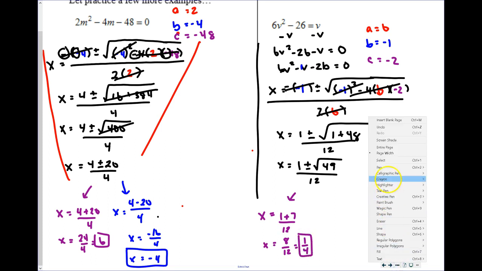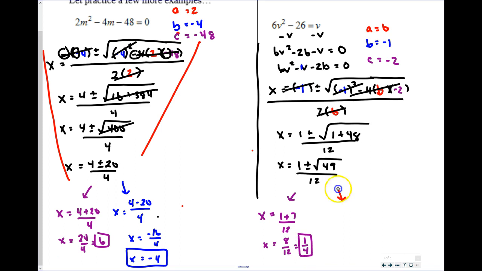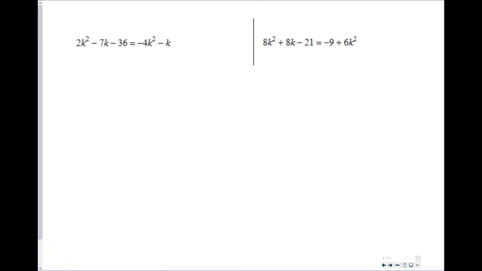And the other solution is going to be 1 minus 7 over 12, which gives me negative 6 over 12, which gives me negative 1/2. So it's okay if you get fractions. That's totally normal and okay. When you start doing this, please expect to get fractions for some of your answers. Okay? All right.